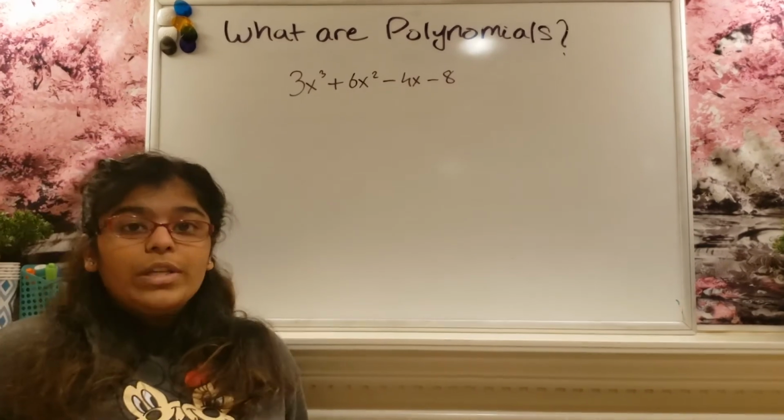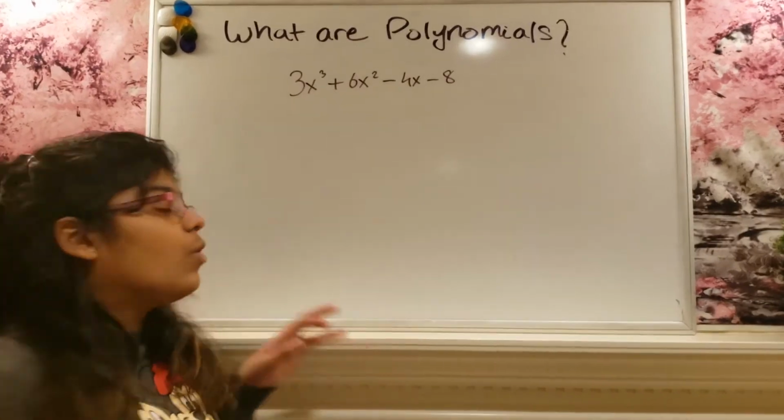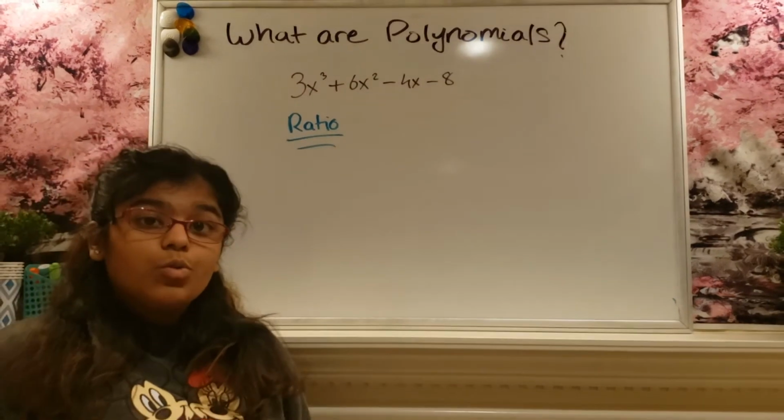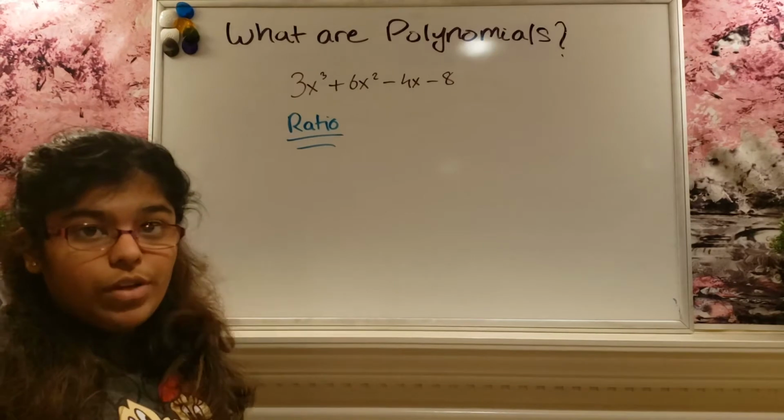Now, before we do grouping, we have to check something. We have to check the ratio. This is the most important part when you're doing grouping. If the ratios do not match, then you cannot do grouping. How do we check the ratios?